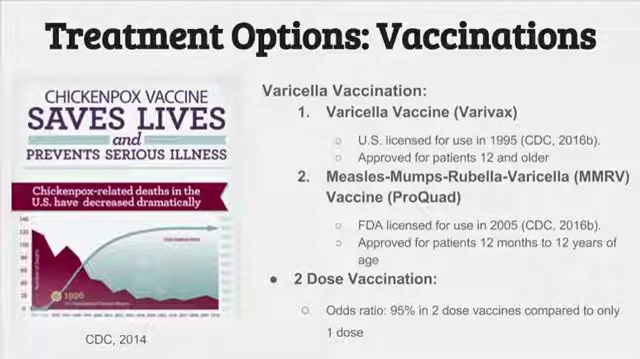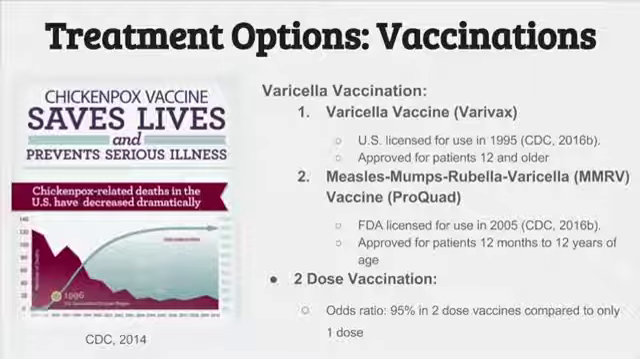Slide 20, Treatment Options. First, immunizations will be discussed. There are 2 varicella vaccinations that have been approved for use in the United States. The first is the varicella vaccine, which is also known as Varivax. According to the CDC in 2016, the United States first licensed the use of Varivax in 1995. The CDC recommends that children receive a routine initial vaccination dose between the ages of 12 to 15 months, followed by a second vaccination that is to take place between 4 to 6 years of age.